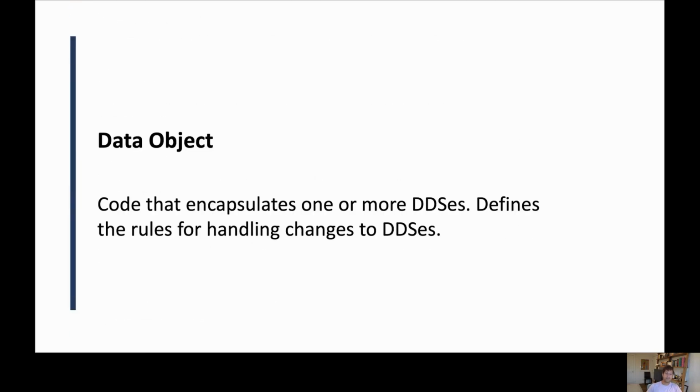Next up, data objects. This is code that encapsulates one or more of the DDSs, and it's going to define the rules for handling changes to DDSs. Our DDSs raise events, regular JavaScript events, that you'll listen to, and you'll modify the UI based on some change in state. And this developer model is what we use to build the ProseMirror example that you just looked at.